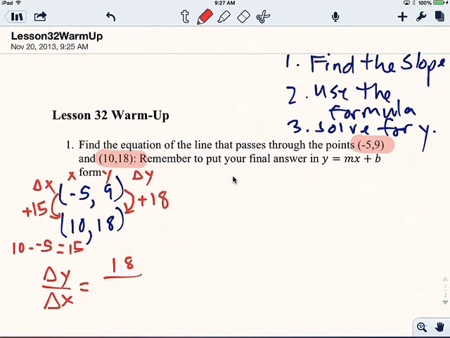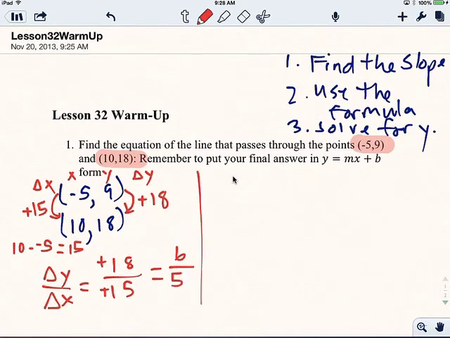So this is plus 18 over plus 15, and so when I work that out, I noticed that both 18 and 15 are divisible by 3, so I'm going to reduce that so I can deal with a nicer fraction. 18 divided by 3 is 6, and 15 divided by 3 is 5.